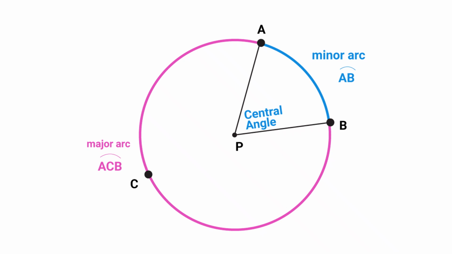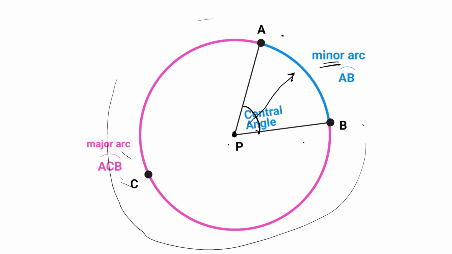So here is the central angle. You can say that angle APB or angle BPA is the central angle because its vertex is at the center. The arc that is opposite to this central angle is the intercepted arc and it is the minor arc. But as we said, all the way from A to B, this is said to be the major arc.